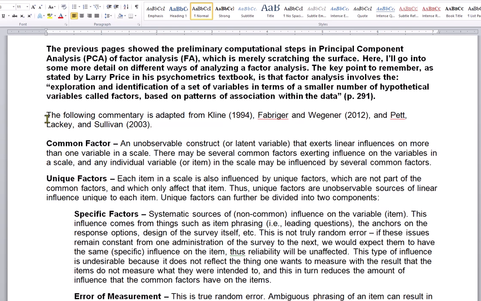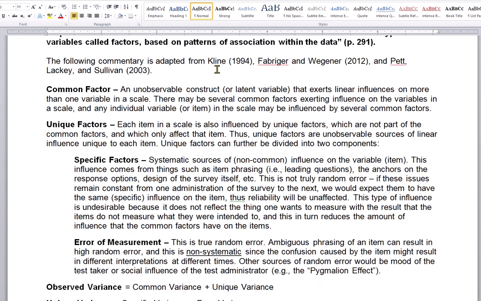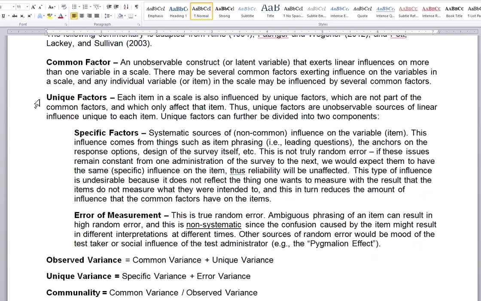Here's some terms that I derived from 3 of the 4 different books that I mentioned at the very beginning: Paul Klein's book, Fabriger and Wegner's book, and Petlacki and Sullivan's book. You've got common factors, unique factors, which are then divided into specific factors and error measurement, and then the relationship between these. Starting off at the top, a common factor is an unobservable construct or latent variable. That's the thing that we're trying to measure. When we create a scale, the latent variables are the things that we're trying to access.